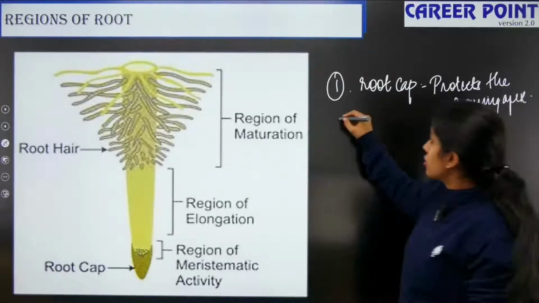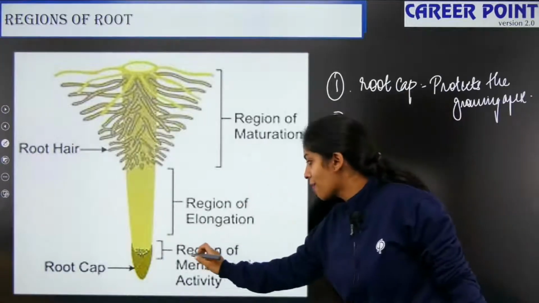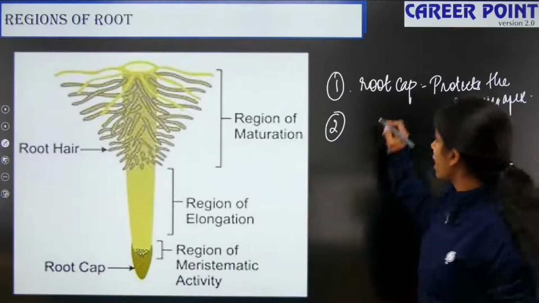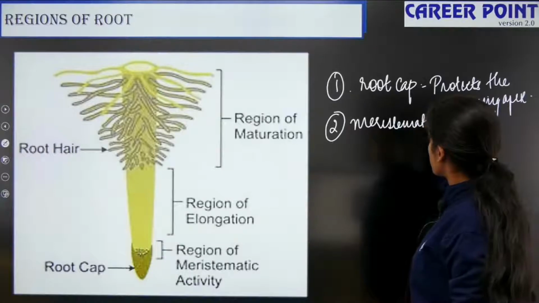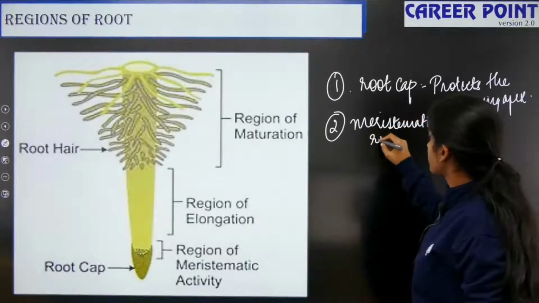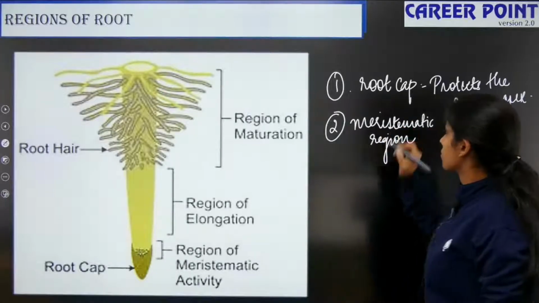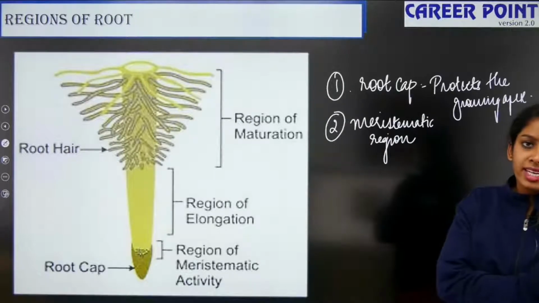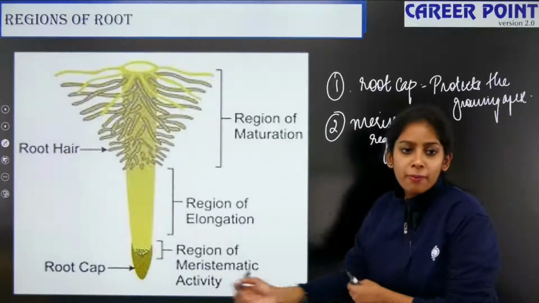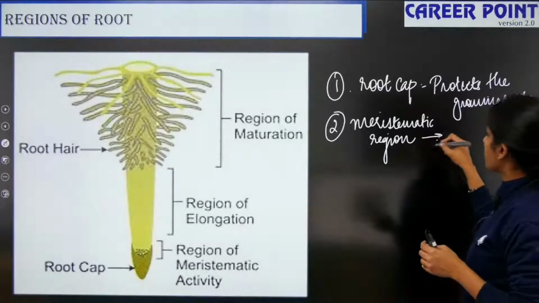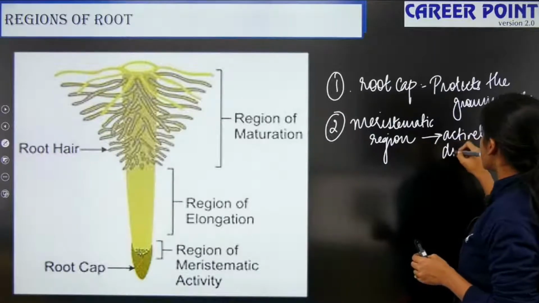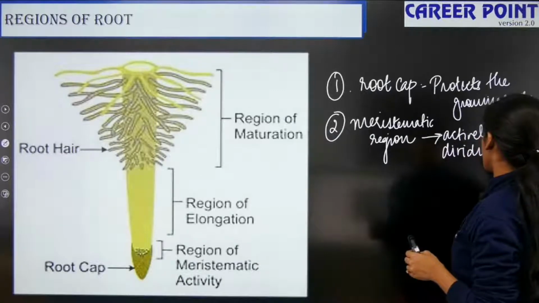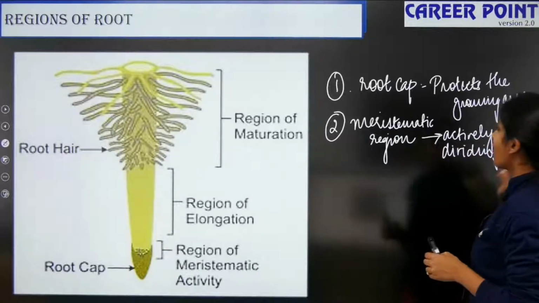Okay. So number 2, near to the root cap region, you have your meristematic region. So in your meristematic region, what happens? You have actively dividing cells. Cells which are capable of active division.